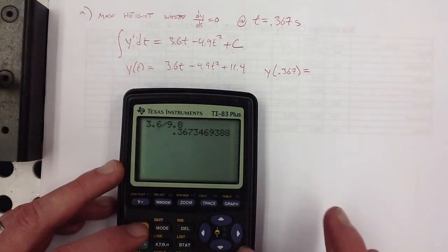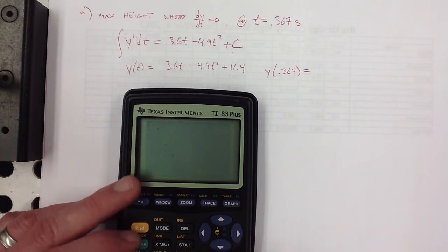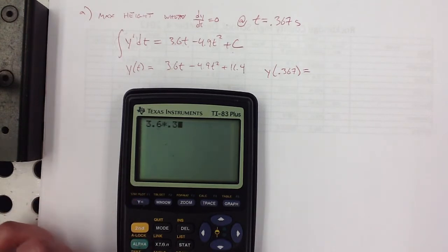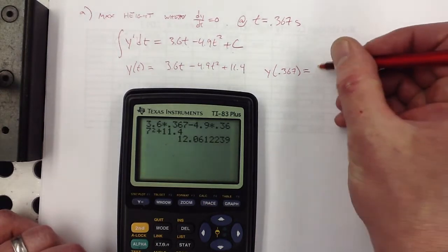y of 0.367 is equal to 3.6 times 0.367 minus 4.9 times 0.367 squared plus 11.4. And that's equal to 12.